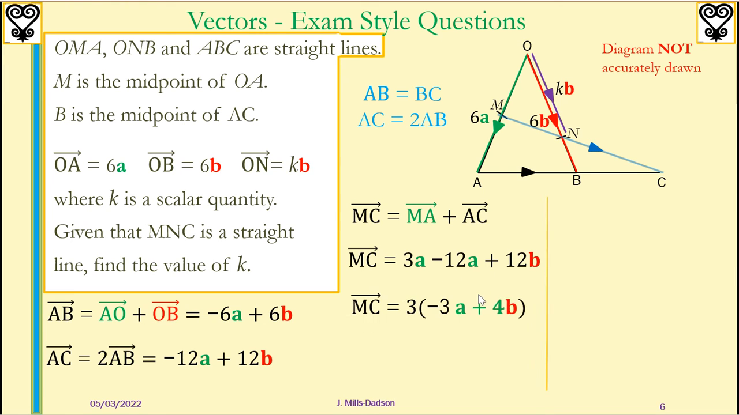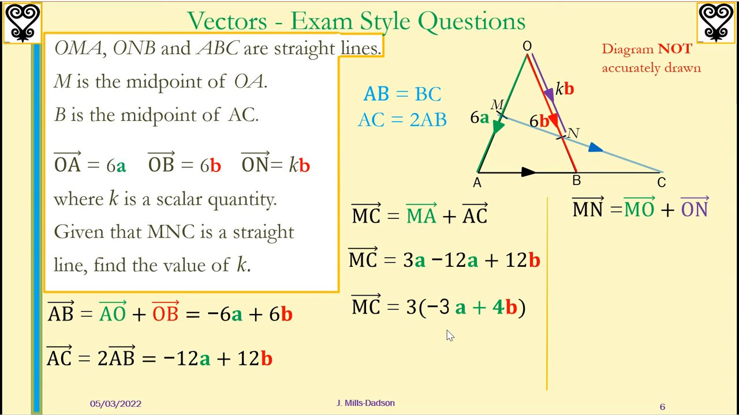Let's simplify this. We have it as 3 into bracket negative 3A plus 4B. The actual answer is negative 9A plus 12B. But if you factor out, it's good to always leave your answer in simplest form so they can help you really go by the rules. So if you factor out 3, that's what we got for MC.